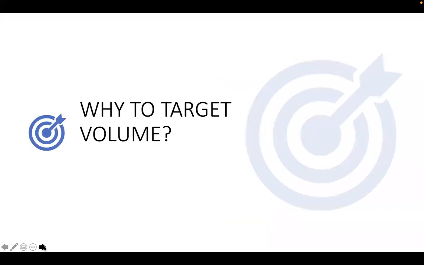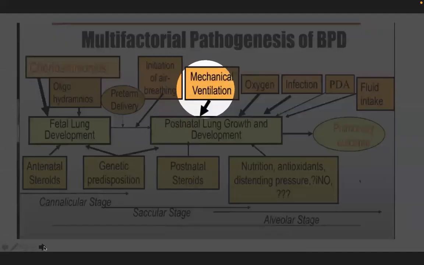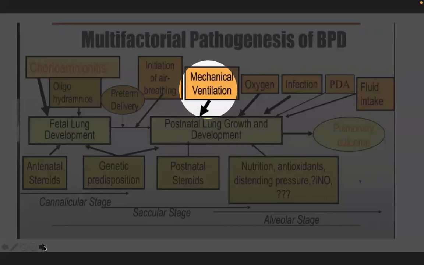So the first question is, why target volume rather than pressure? This can be seen in this particular diagram. Various factors play an important role in the final outcome of BPD. However, as can be seen here, mechanical ventilation plays a very important role in postnatal lung growth and development. And therefore, improper use of mechanical ventilation can be a very important reason for development of BPD.